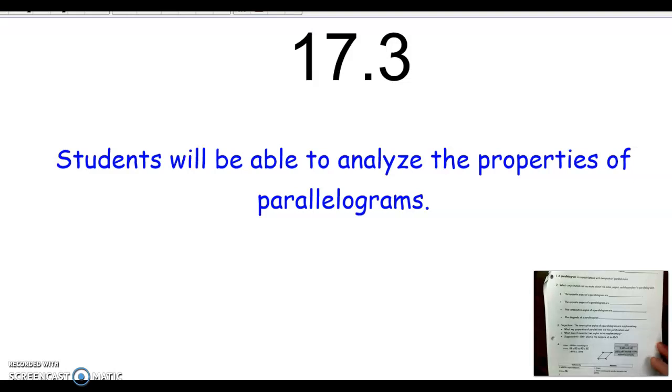This is the third block of Topic 17. In this lesson, we're going to look at properties of parallelograms.